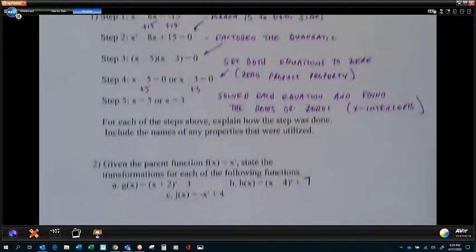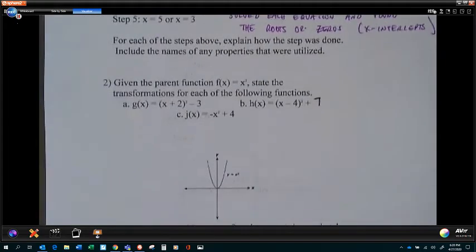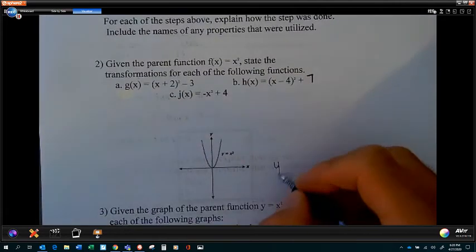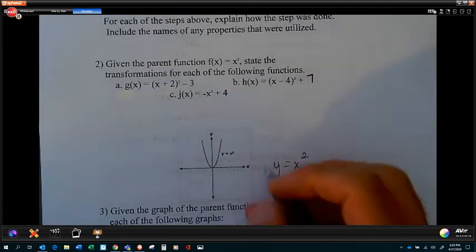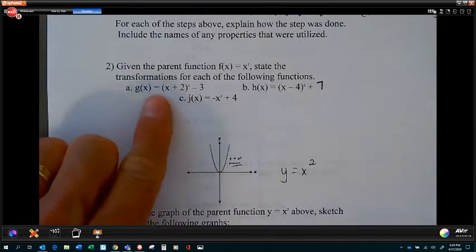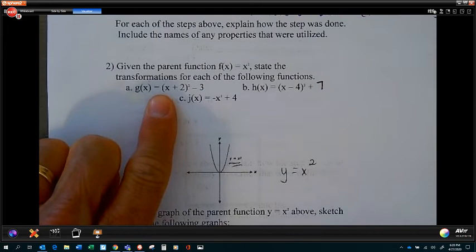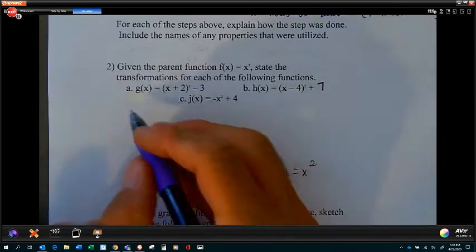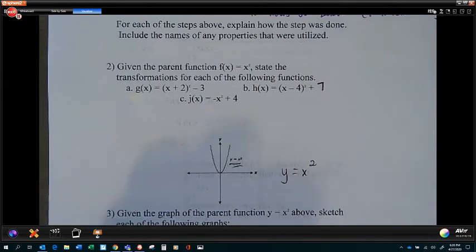Moving up from here, given the parent function, which is this, and again the parent function is y equals x squared. You can see it right here. Might be a little bit small. But given the parent function, state the transformations that occur. And sorry, this was supposed to be over here, but it kind of got jumbled. So we'll do A first, and we'll do it in blue.